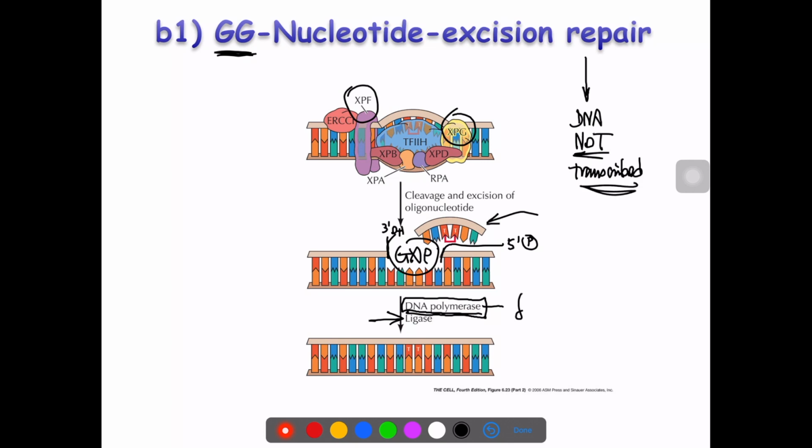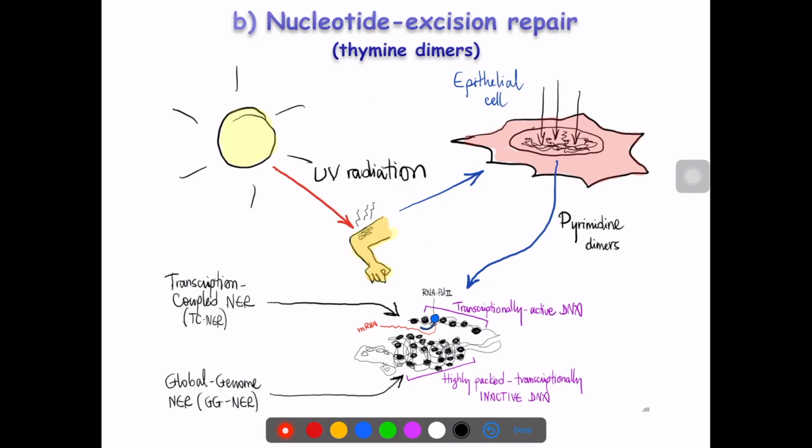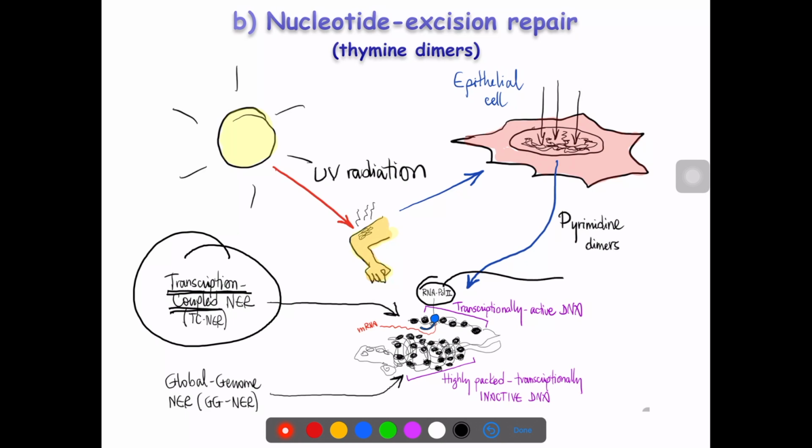All right, so that's global genome nucleotide excision repair. Now, for DNA that is being actively transcribed, the mechanism to fix the DNA damage will be transcription coupled nucleotide excision repair. And the important idea here is that since that DNA is transcriptionally active, whenever you have a cyclobutane ring in your DNA template, it is going to trigger the RNA polymerase, which is transcribing your DNA, ending up stuck in place.